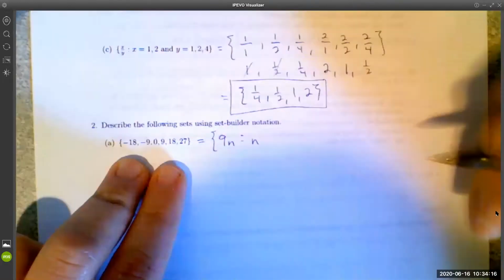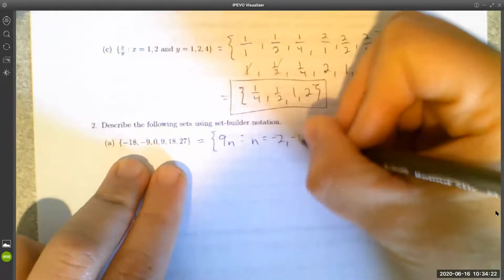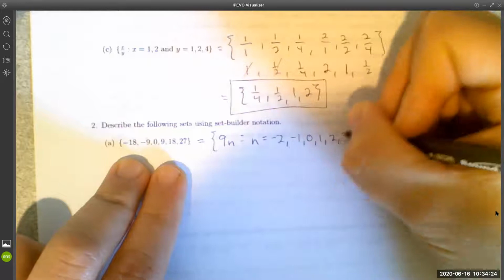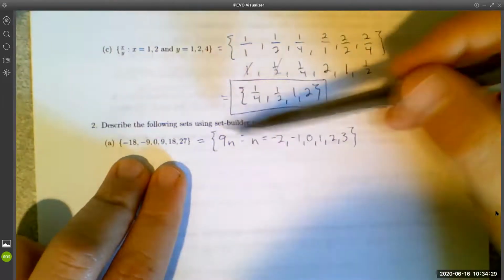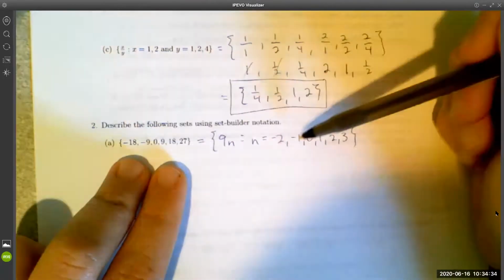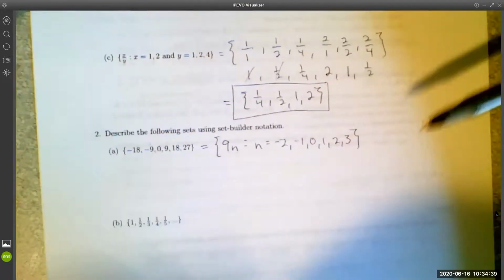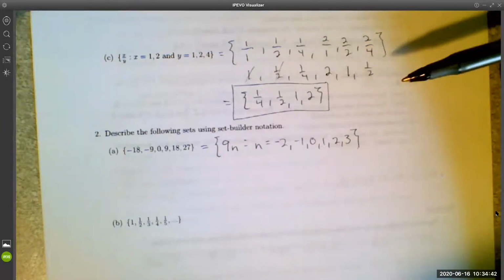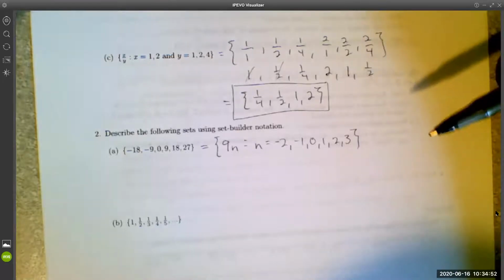So I think it's the set of all numbers of the form 9n, where n equals -2, -1, 0, 1, 2, or 3. And if you take turns plugging in those numbers, then you see that it generates this set, right? If I plug in -2, I get -18. If I plug in -1, I get -9. If I plug in 0, I get 0, and so forth. But that's just one way to do it. I mean, there are other ways that you could describe this set, but that's one way to do it.